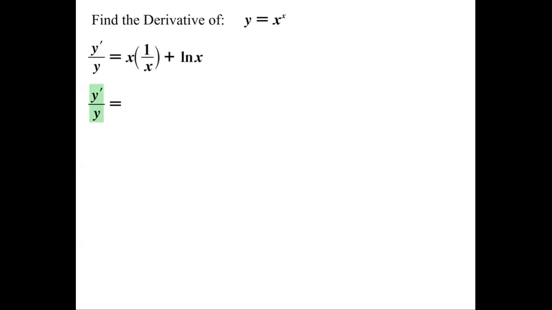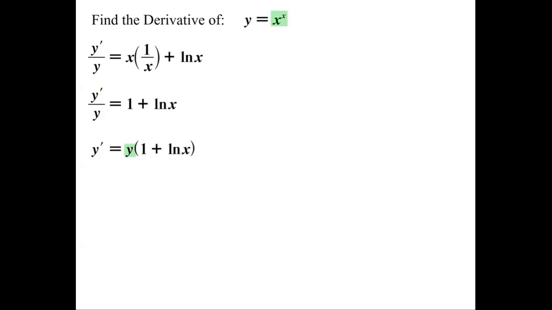The left-hand side simplifies as follows. And the right-hand side simplifies to 1 plus the natural log of x. After we have taken the derivative of both sides, we solve for dy over dx or y prime. So here we multiply both sides of the equation by y. And we have the following expression.